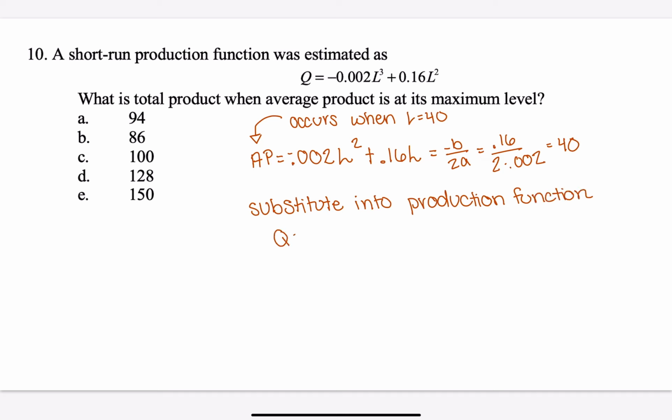So Q equals negative 0.002 times 40 to the third, plus 0.16 times 40 squared, gives us 128, which is D.